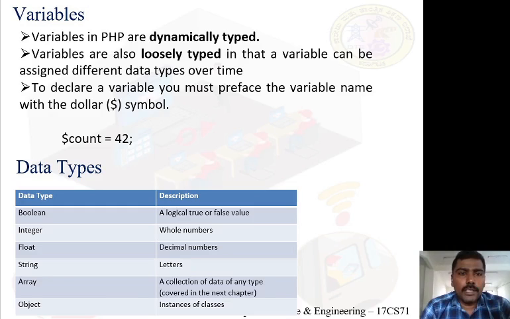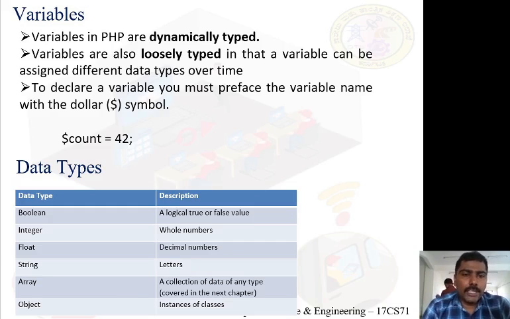So for declaring a variable, here we don't have any keyword like we had in JavaScript. Just we will make use of the dollar symbol. For example, to declare one variable named count and to initialize its value to 42, we just use $count equals 42. And a PHP statement needs to be terminated with a semicolon.